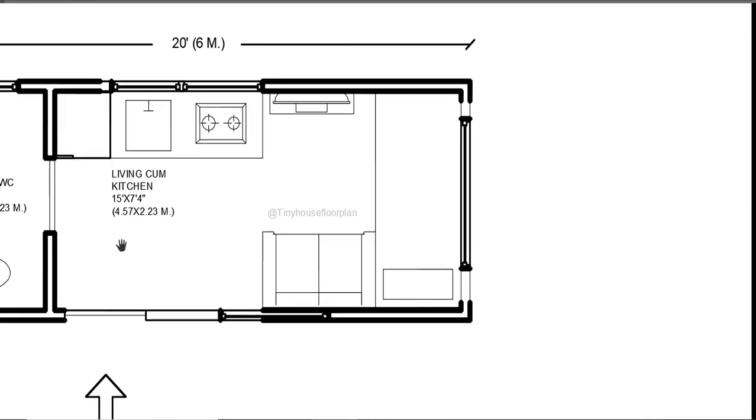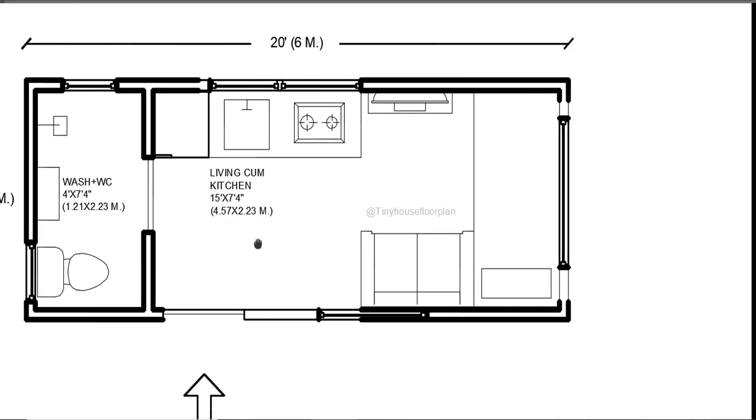So we have living plus kitchen area. You can see here the sofa arrangement, TV unit on the front wall, and on the right side we have a single bed here and a large size window for ventilation and light purpose. Also we have a kitchen cabinet with burner, sink and refrigerator arrangement and two large size windows for ventilation and light purpose of this area.